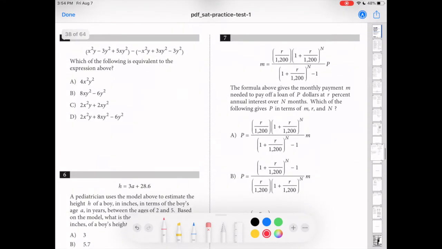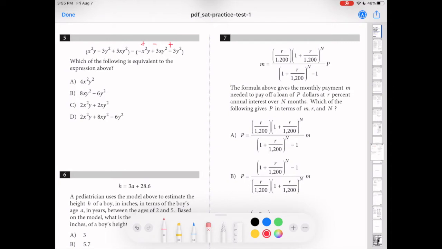Alright, question 5. More sums. SAT wants to really test your ability to do parentheses and subtraction. So remember, when adding, you can just drop the parentheses, but when subtracting, you actually have to flip every sign that's inside of the parentheses. So minus becomes plus, and plus becomes minus.